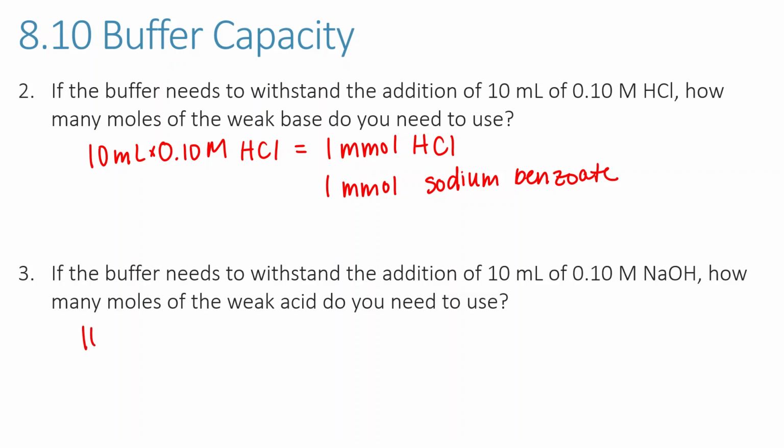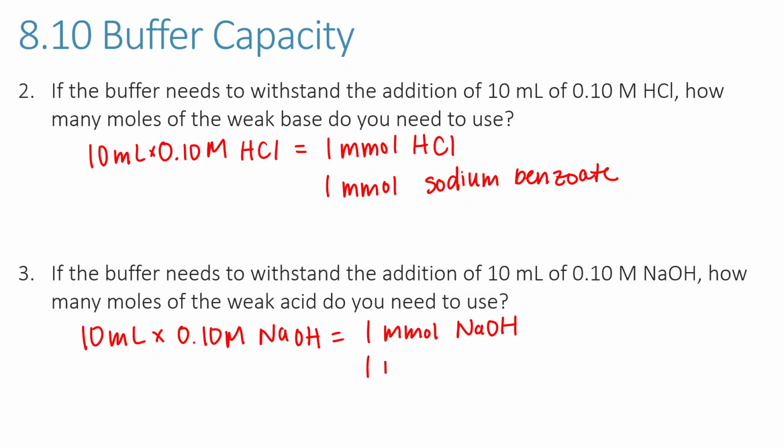Now, if I have 10 milliliters of 0.1 molar NaOH, that's going to give me, again, 1 millimole of NaOH. And given that the stoichiometry is 1 to 1 here, that means that in order to neutralize that amount of NaOH, I need at least 1 millimole of benzoic acid.